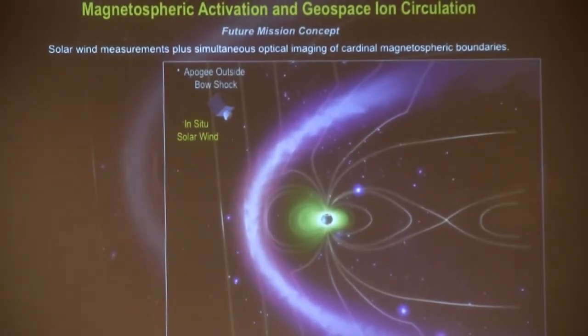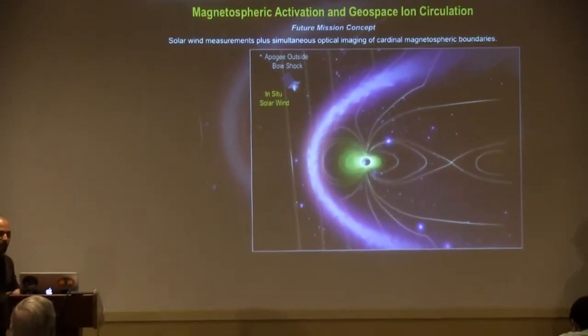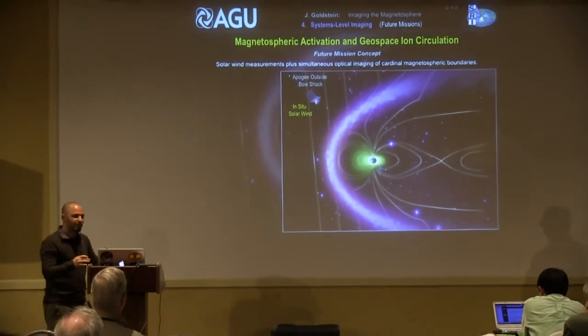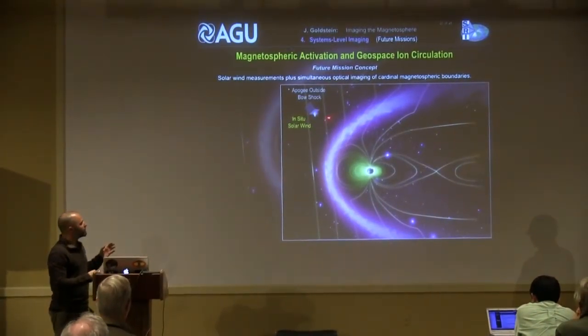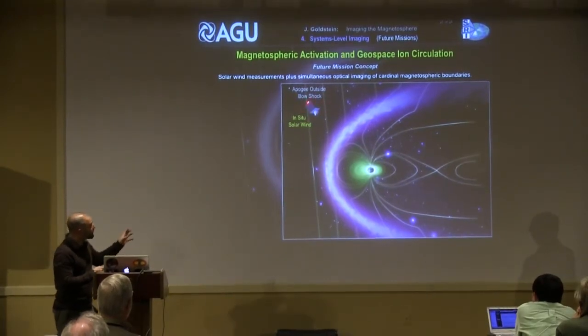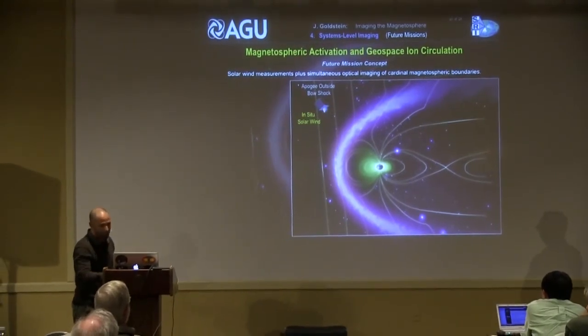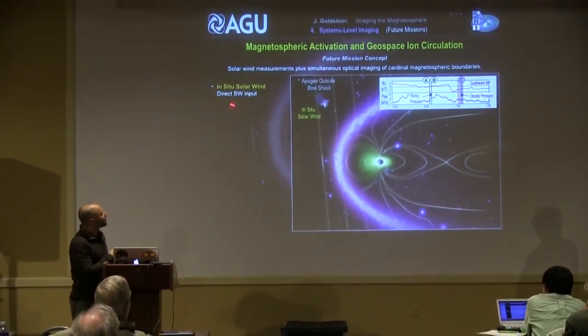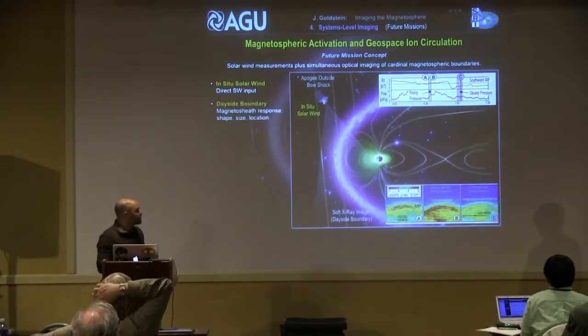The last thing I want to talk about here is something that I really would like to see us do, and that is truly global imaging of the magnetosphere, kind of start to finish. The idea here is to put an imaging and in situ observing spacecraft outside the bow shock. So you get in situ solar wind measurements. You're measuring the solar wind input right at the magnetopause.